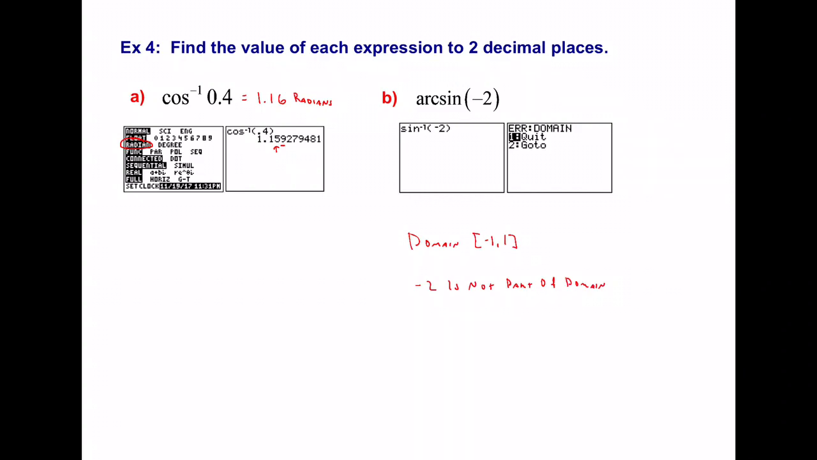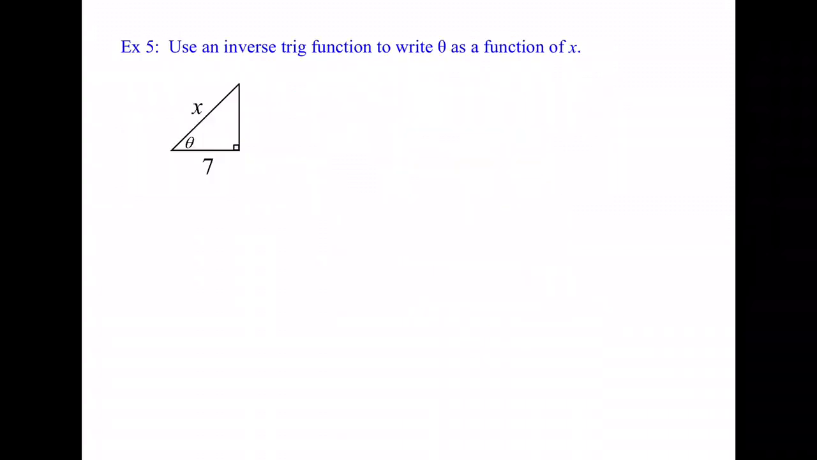So since it's not part of our domain, this right here, in terms of arc sine of -2, does not exist. So it's not a value that you can find because it's not within our domain.